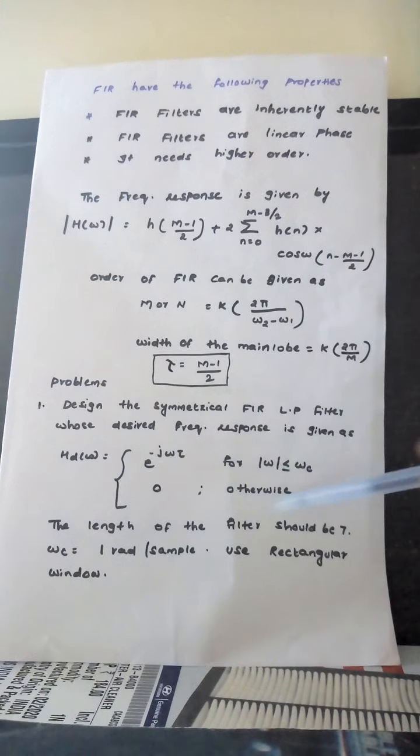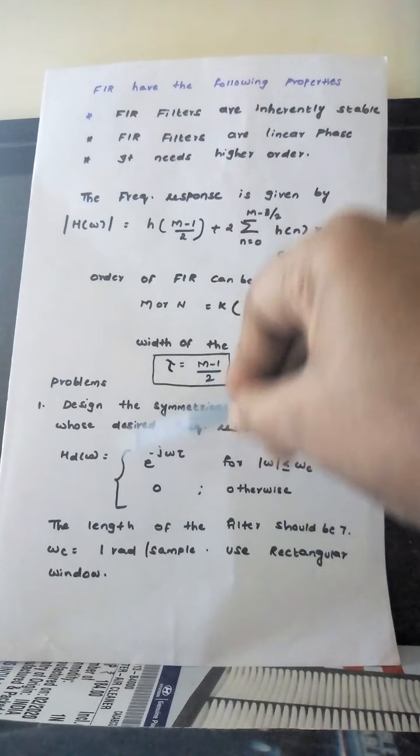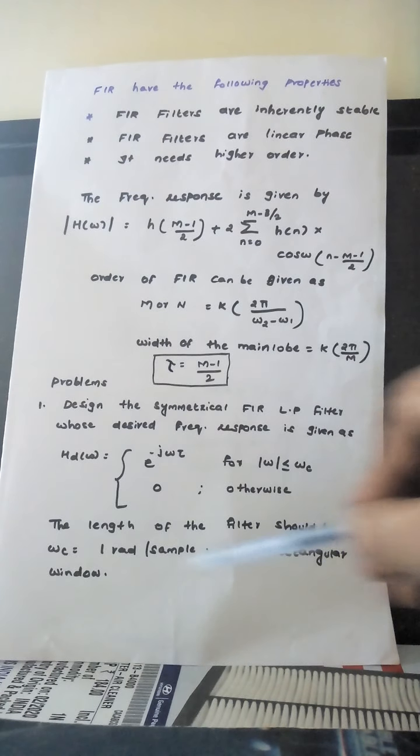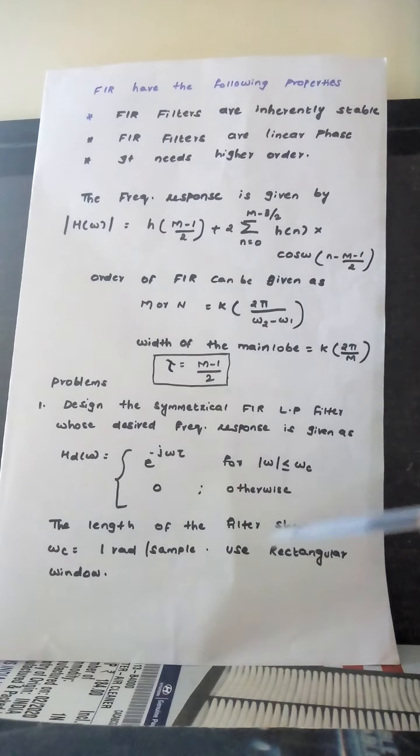From this frequency response we have to apply the inverse discrete Fourier transform. Whatever we get is an infinite impulse response. That infinite impulse response you have to convert into a finite impulse response. We have to use windowing. So here we are using a rectangular window.